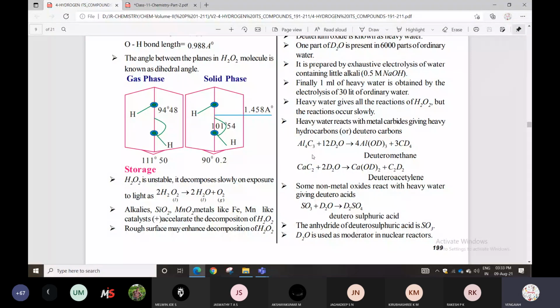deuteromethane. Instead of H, you can replace it with D. That's the only difference. Don't get confused about it. Everything you write for H2O will be possible for D2O. Same thing.